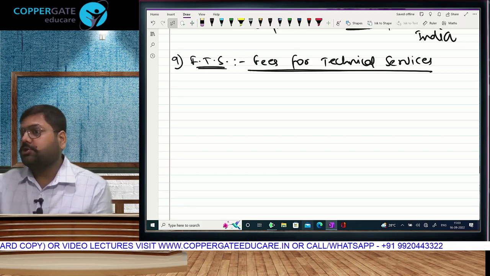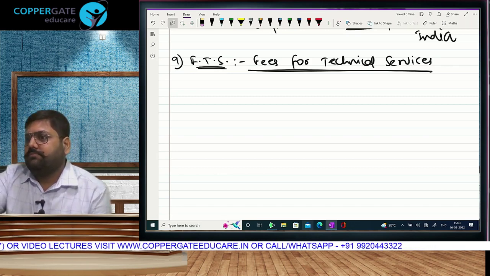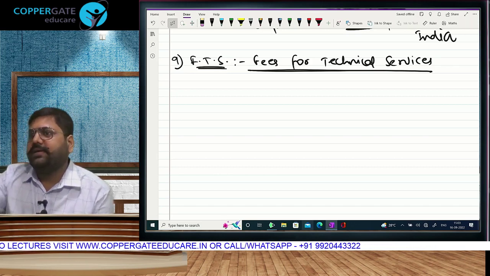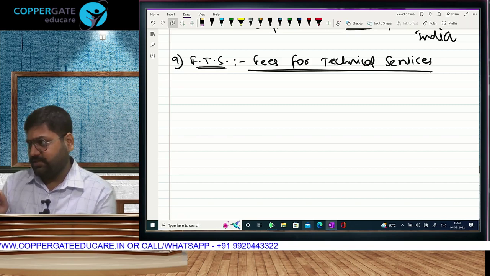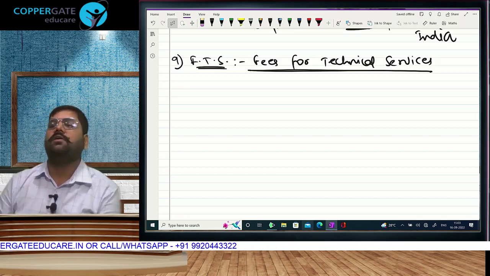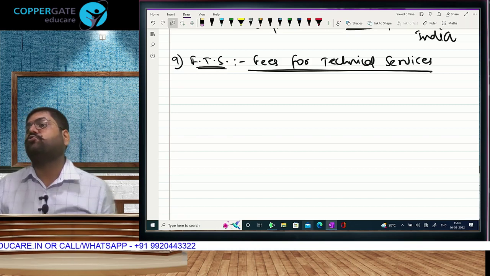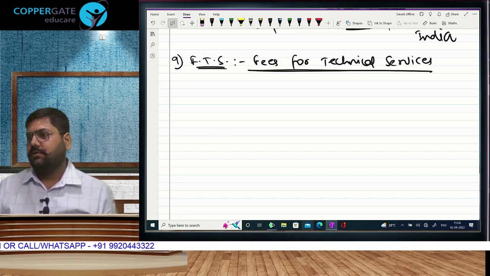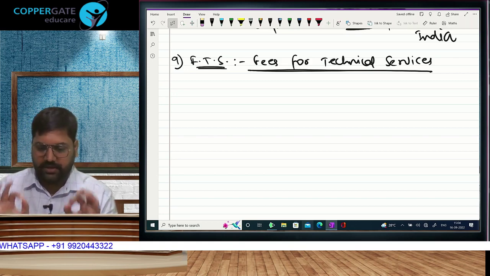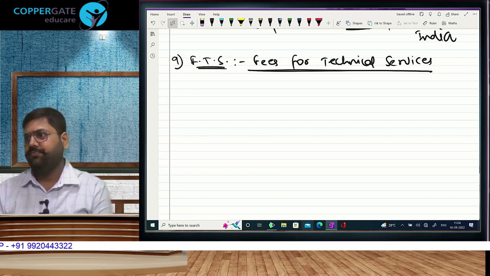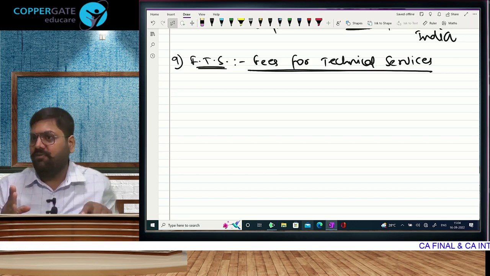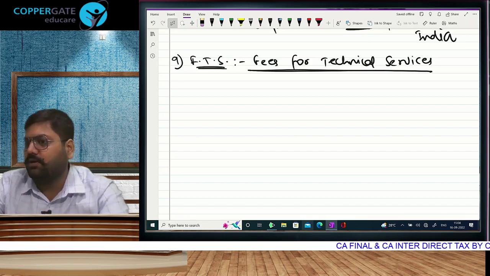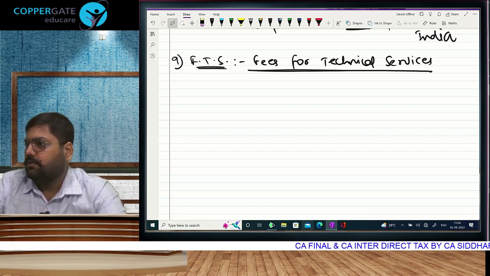The world considers royalty and FTS as the same. If intellectual property is used, royalty and FTS are the same. Fees for technical services is a gift given by India to the world. Only in India they are treated as two separate things, royalty and FTS. Worldwide, royalty and FTS are treated the same. India draws a line. India says where the income is due to human involvement, we will call it FTS. And when the income is only from using the asset, human not required, we will call it royalty.